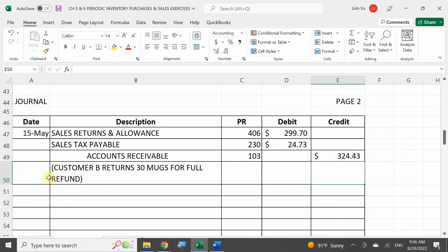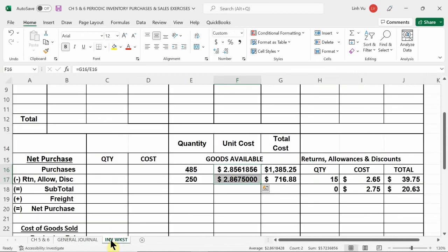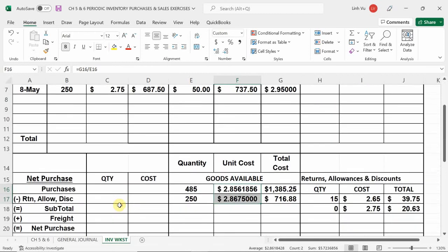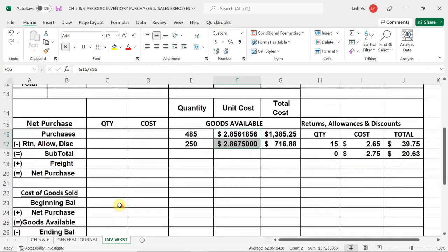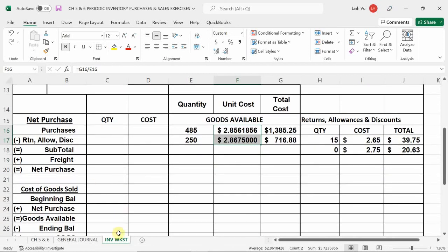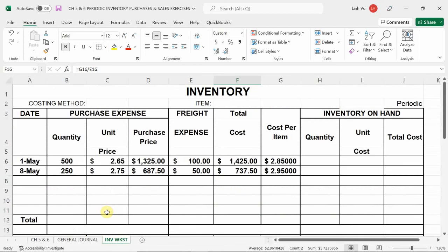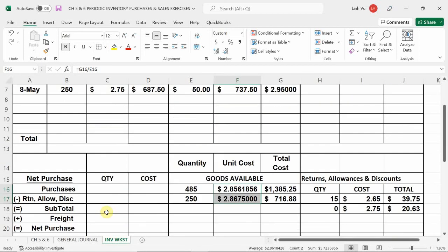So in this case, even if I sold to my customers, I never kept track of it in the first place. So even if they give me back my product, I won't find that out until I do my inventory worksheet, because that's the rules of periodic inventory. You don't update your inventory for sales. You only update it when you have purchases, because we need to know how many cups overall we have.